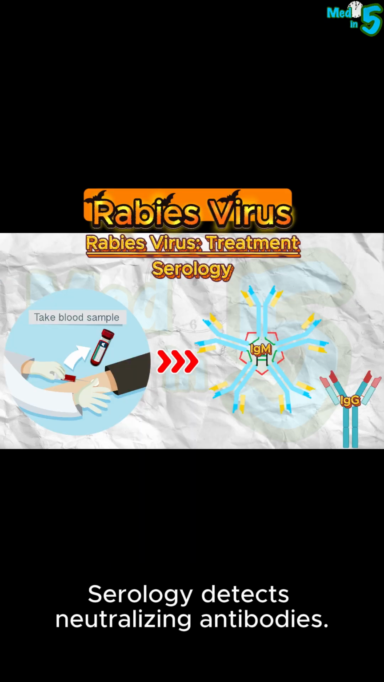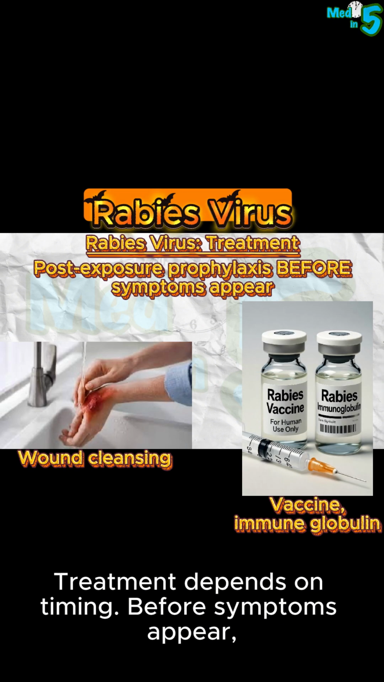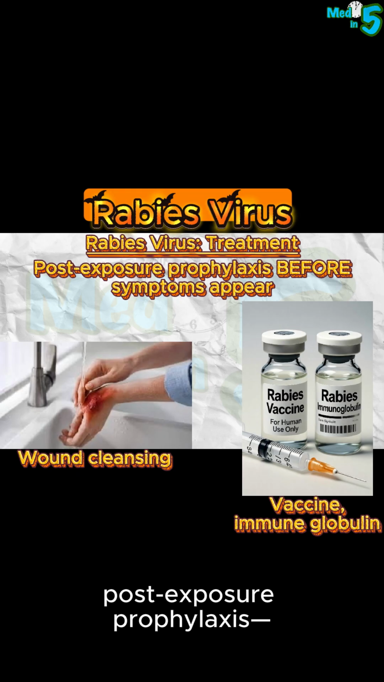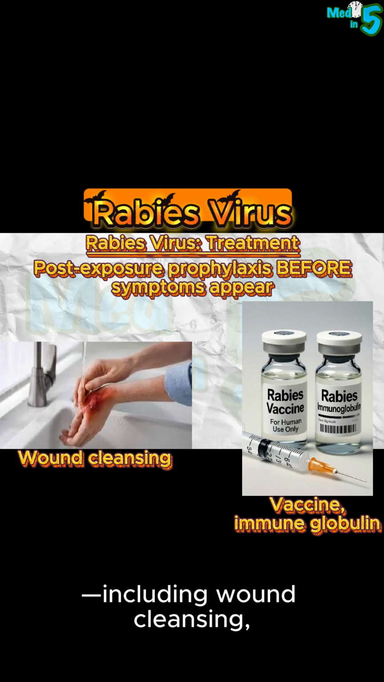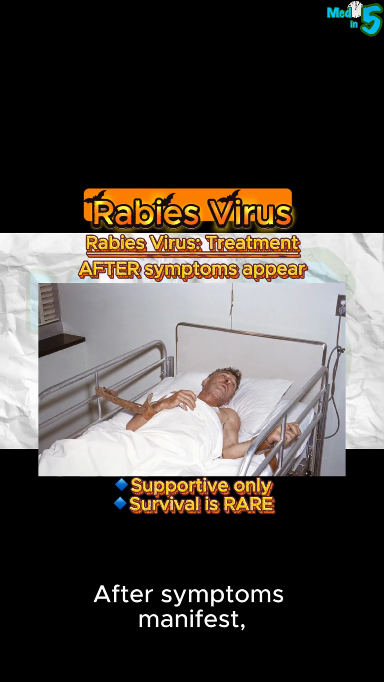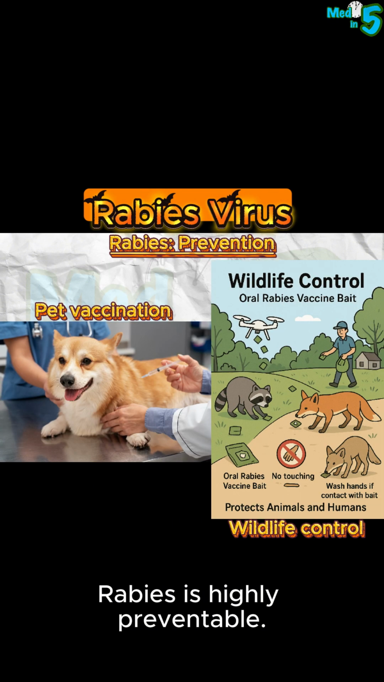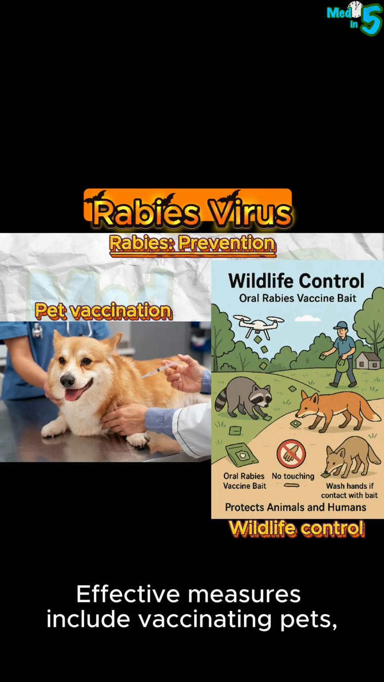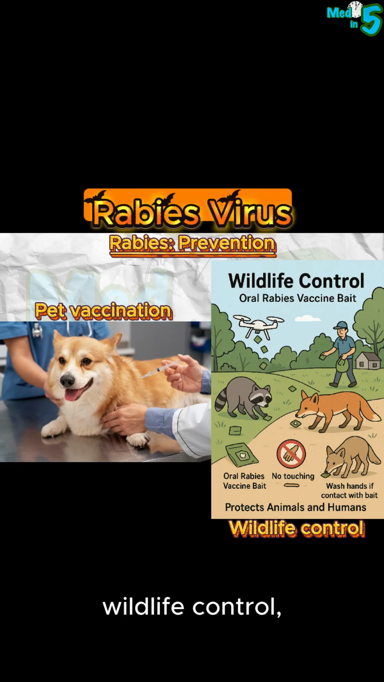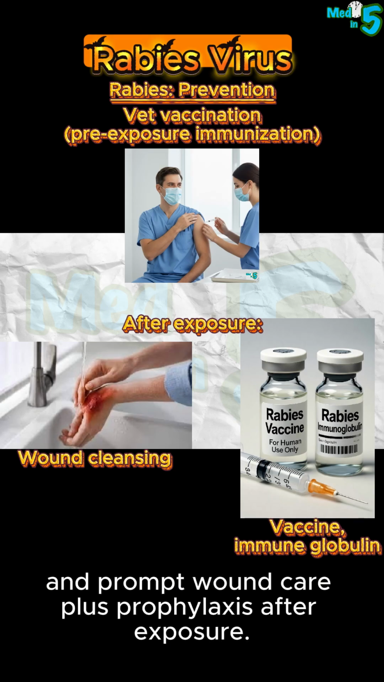Serology detects neutralizing antibodies. Treatment depends on timing. Before symptoms appear, post-exposure prophylaxis, including wound cleansing, vaccine, and immune globulin, can prevent disease. After symptoms manifest, care is supportive only, and survival is rare. Rabies is highly preventable. Effective measures include vaccinating pets, wildlife control, pre-exposure immunization for high-risk groups, and prompt wound care plus prophylaxis after exposure.